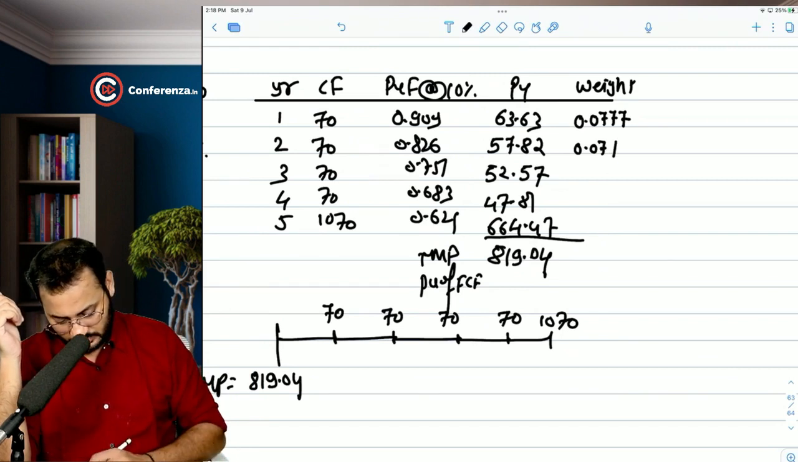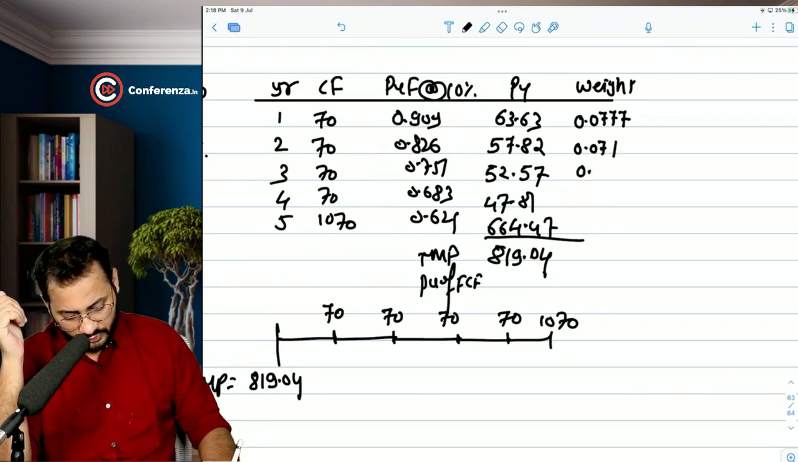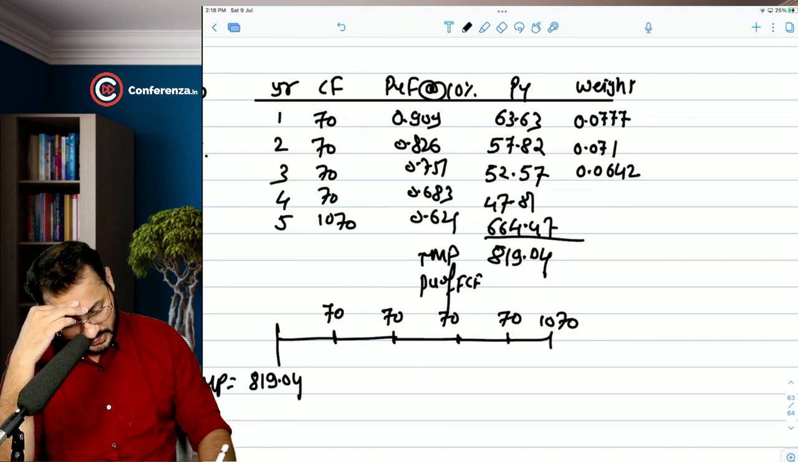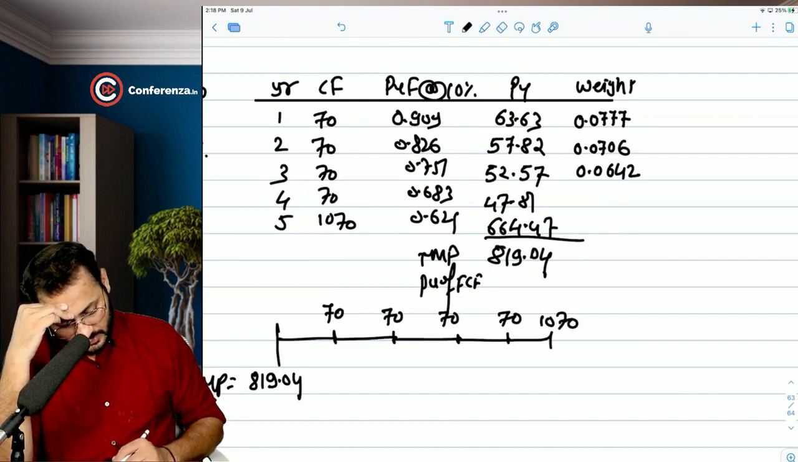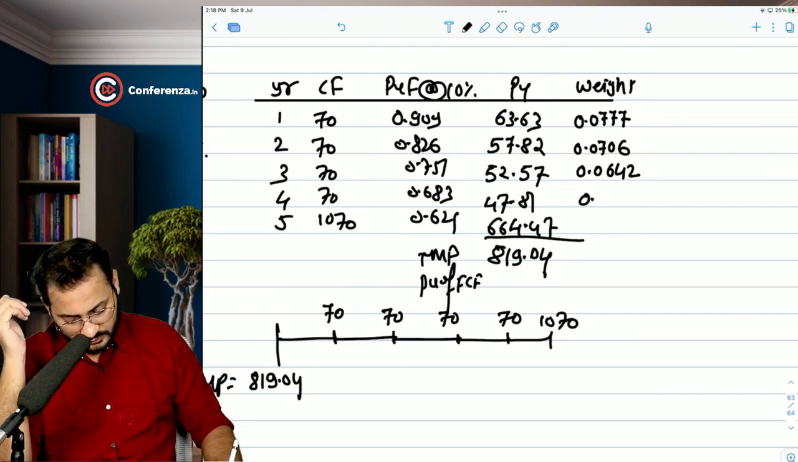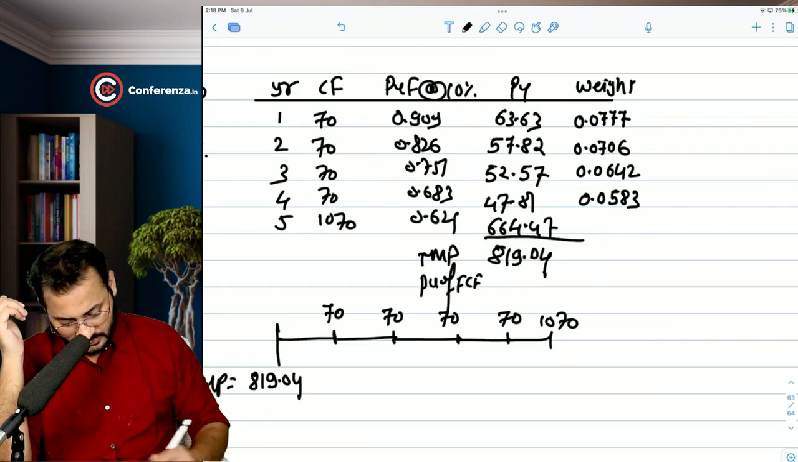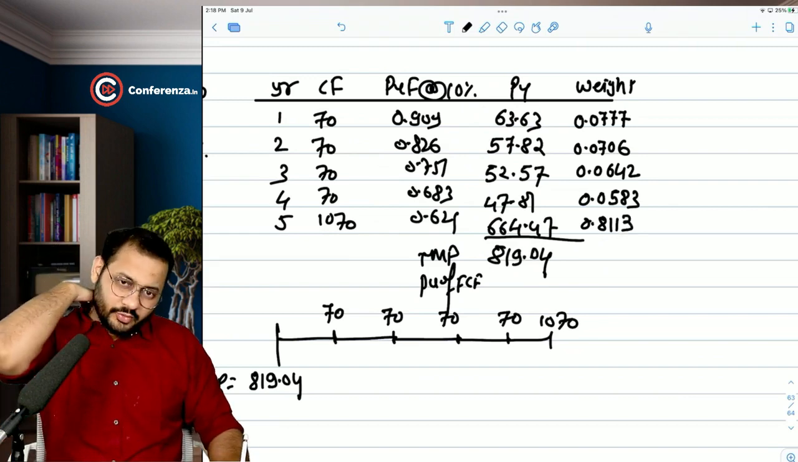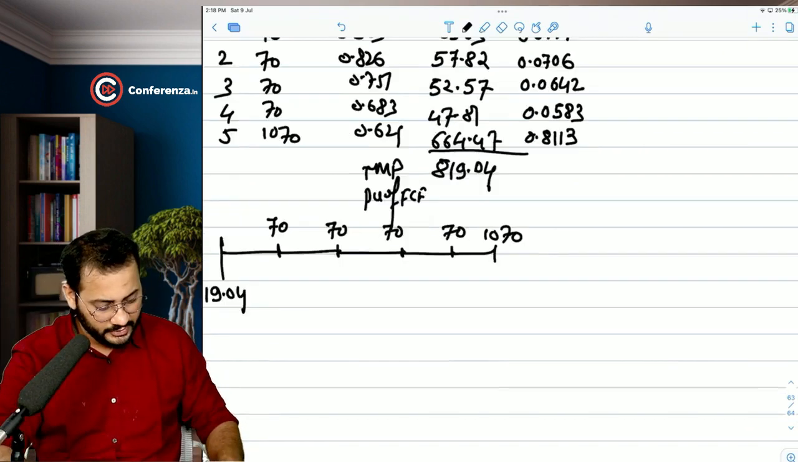0.071, 52.57, 0.0642, 706, we can make it 706, second one. Okay, then put it like this, 47.81, and then only the equals button, 0.0583, 664.47 and equals button, 0.8113.